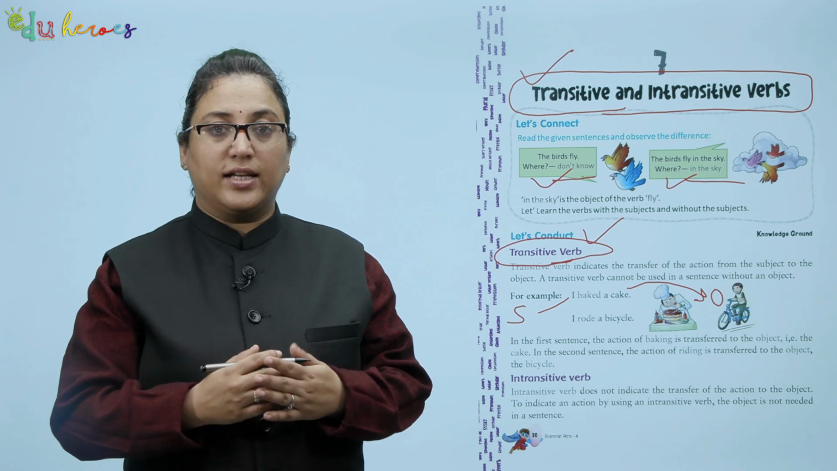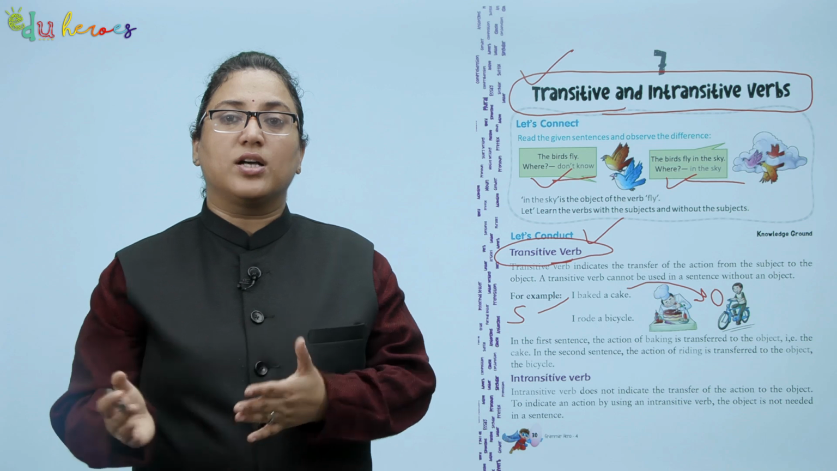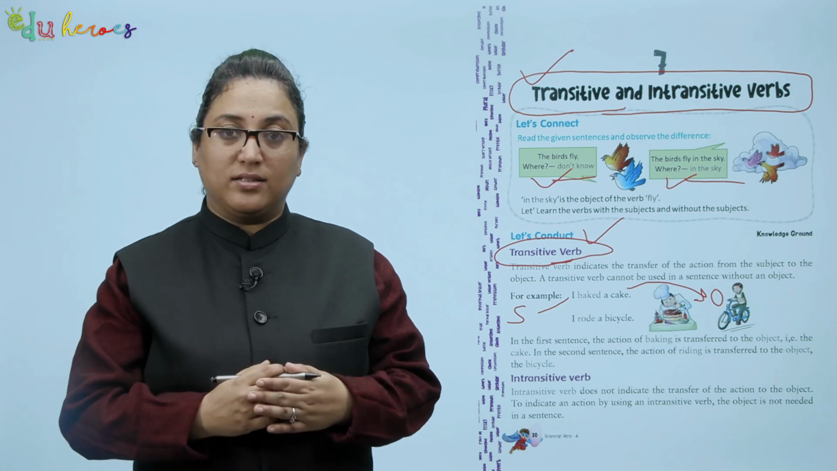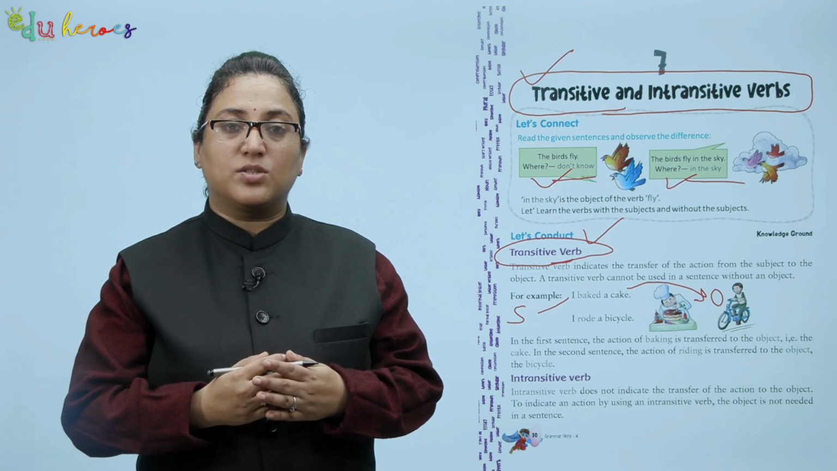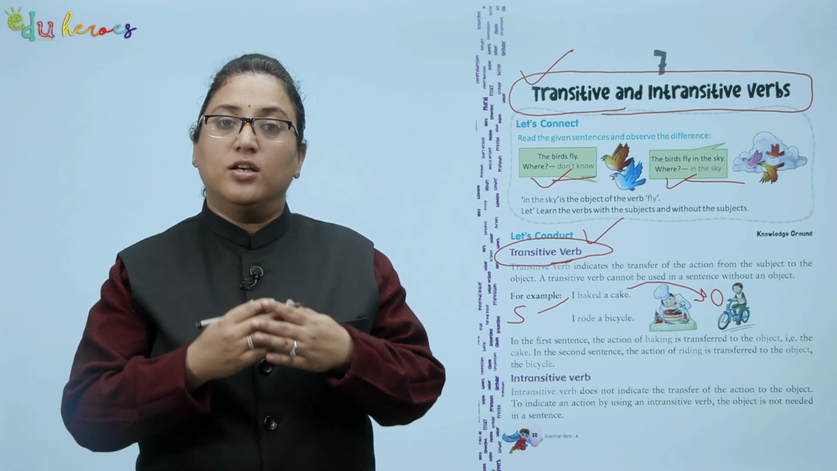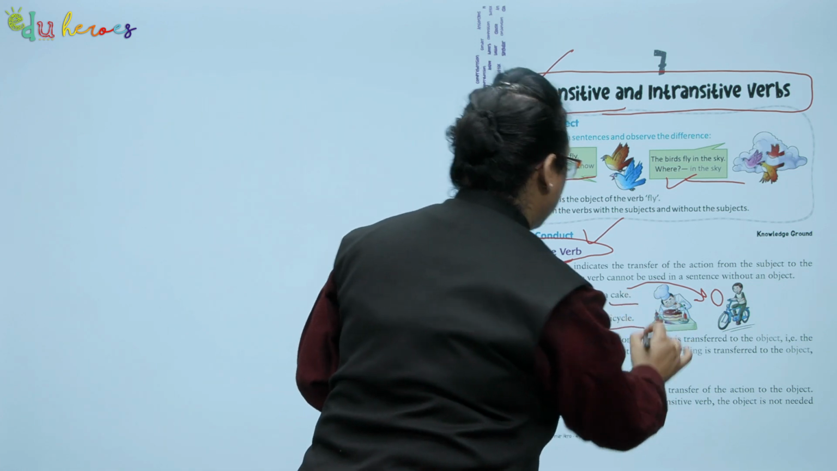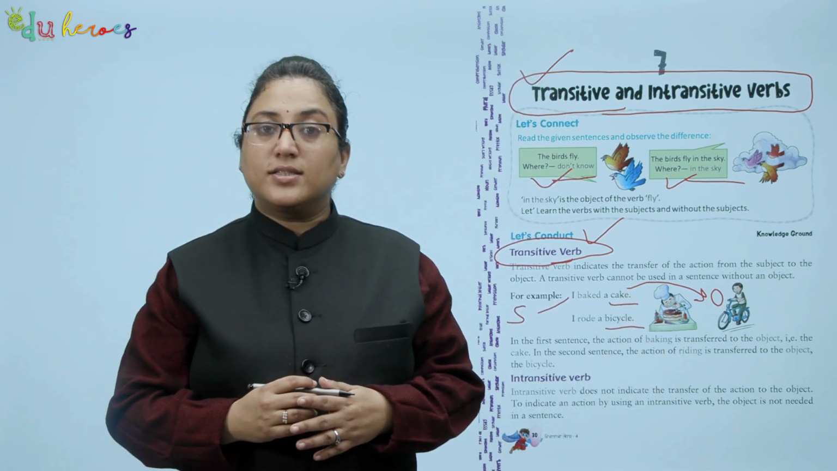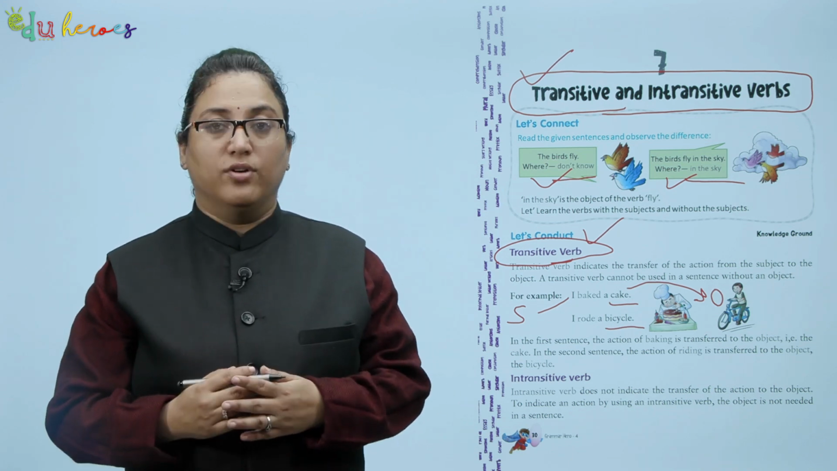And in the second sentence, I rode a bicycle. The action of riding is transferred to the object, the bicycle. तो जैसे हमने अभी पढ़ा था, इस तरह के सेंटेंस में ऑब्जेक्ट होना बहुत ही ज़रूरी है. Here, cake is the object and bicycle is the object. The second type, which is almost the opposite, is called intransitive verb.